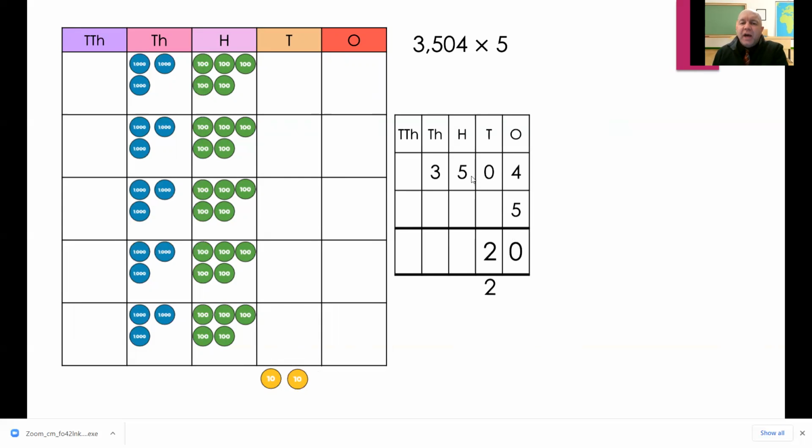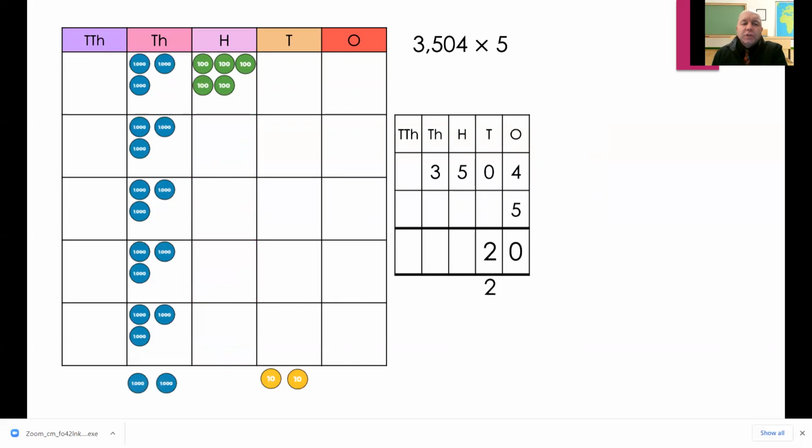Now into the hundreds. 5 times 5. We can group those. We've got 2 lots of 10 to exchange, and moving from the hundreds into the thousands column. Okay, so 5 lots of 5 is 25, 25 hundreds. So we put the 5 hundreds in the hundreds column, and the 2 is carried across into the thousands column.